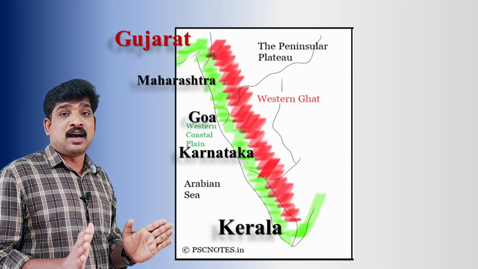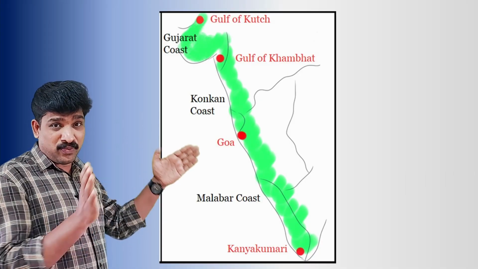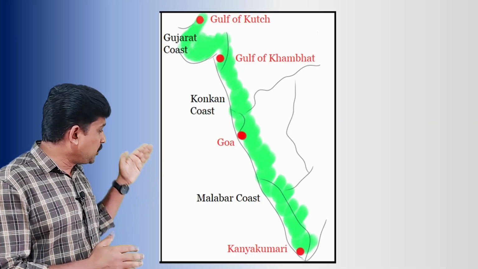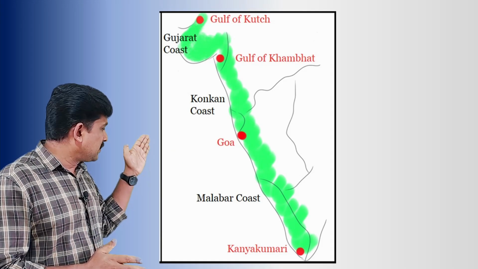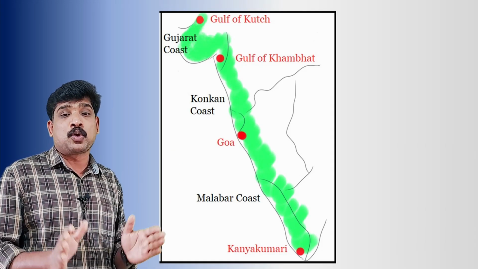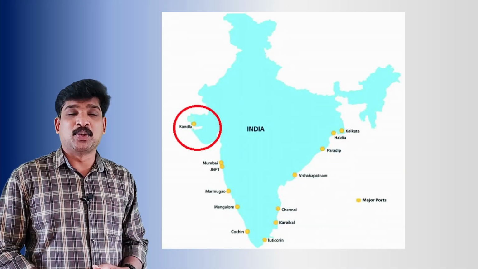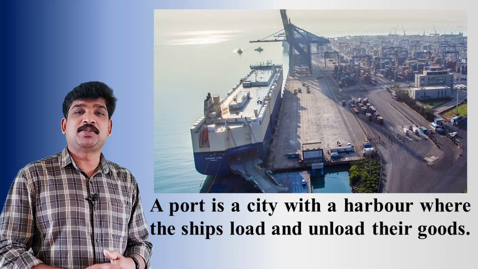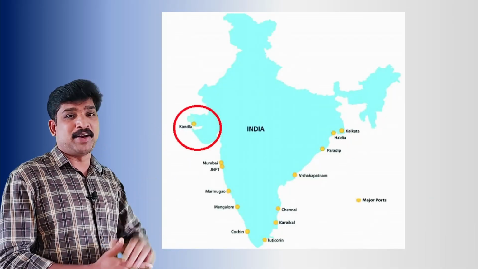The Gujarat coastal plains are the broadest between the Gulf of Kutch and the Gulf of Kambat. The Gujarat coastal plain is a little wide, it is broad between the Gulf of Kambat and the Gulf of Kutch, and towards the southern part it is narrow. The soil here in this coastal plain is very fertile, and crops such as jowar, bajra and wheat are grown here in these western coastal plains. Kandla is a major port in the Gujarat coast. What is a port? A port is a city with a harbour where the ships load and unload their goods. Kandla is in Gujarat, in the northwestern part.